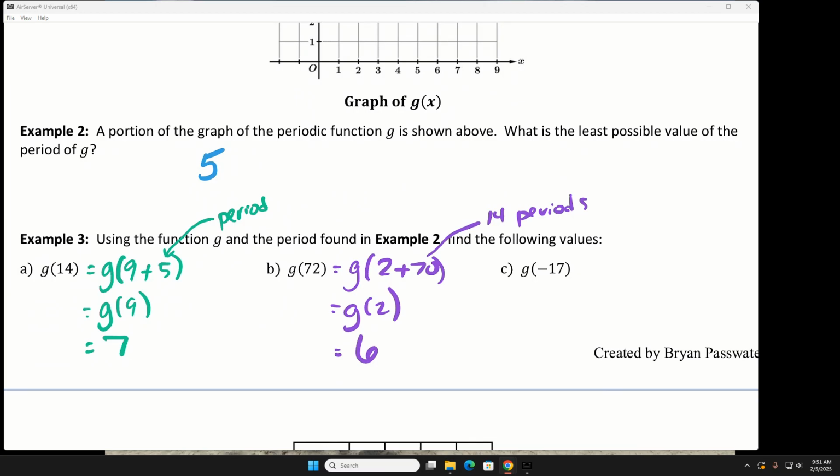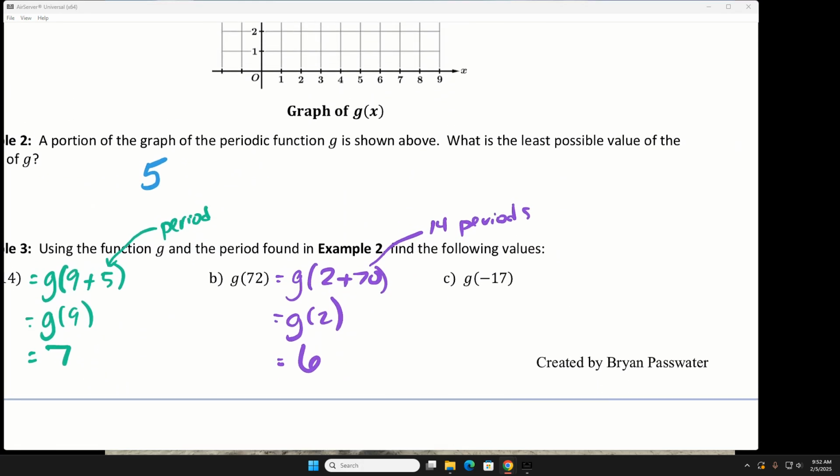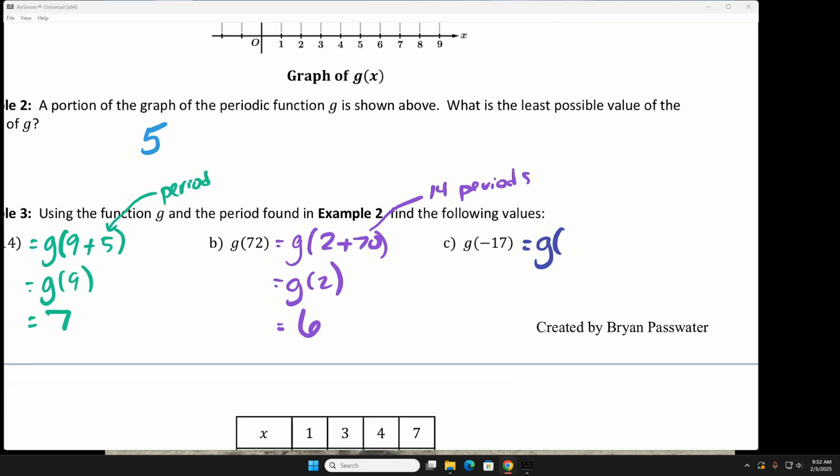All right, you guys try to see on your own. It's going to be a little more difficult. You're going to have to subtract a multiple of 5, a multiple of the period, to get negative 17. So negative 17 is 3 minus 20. It could also be other things, but it's going to be the same as g of 3, which is 7.